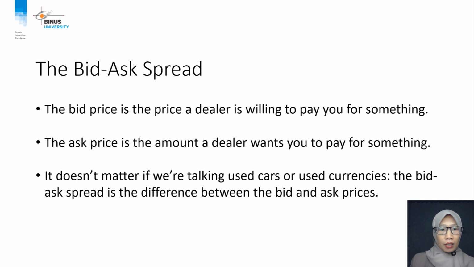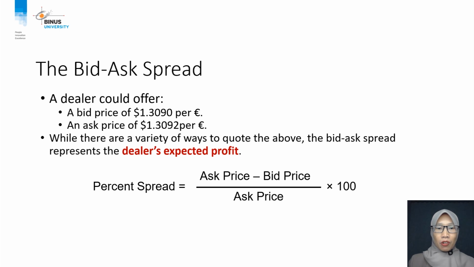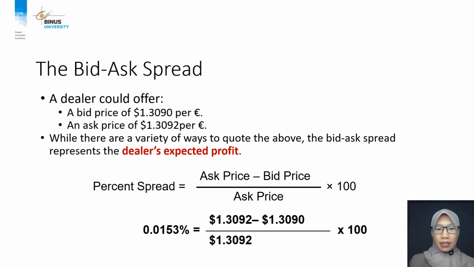So this is the bid-ask spread. The bid is the price a dealer or the bank is willing to pay you for something. The ask price is the amount a dealer or a bank wants you to pay for something. So this is the formula: ask minus bid divided by S, which you call the percent spread. So this is an example.